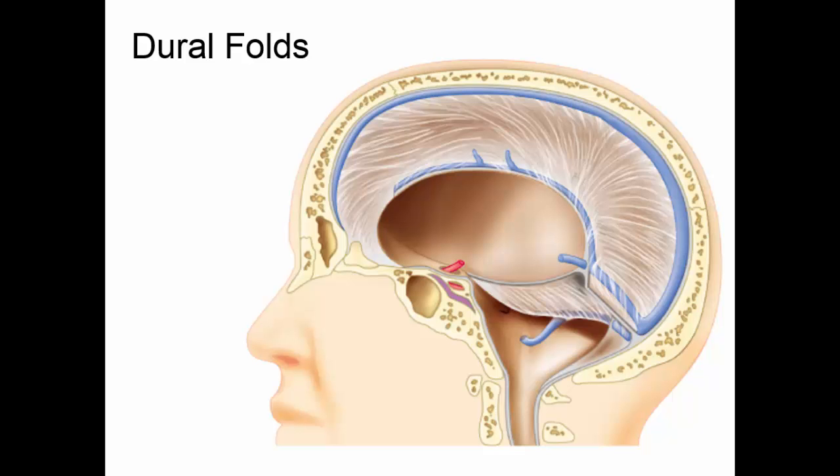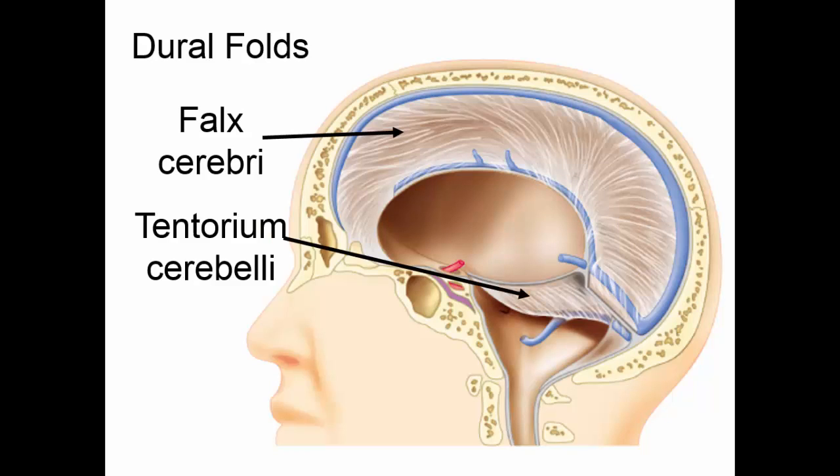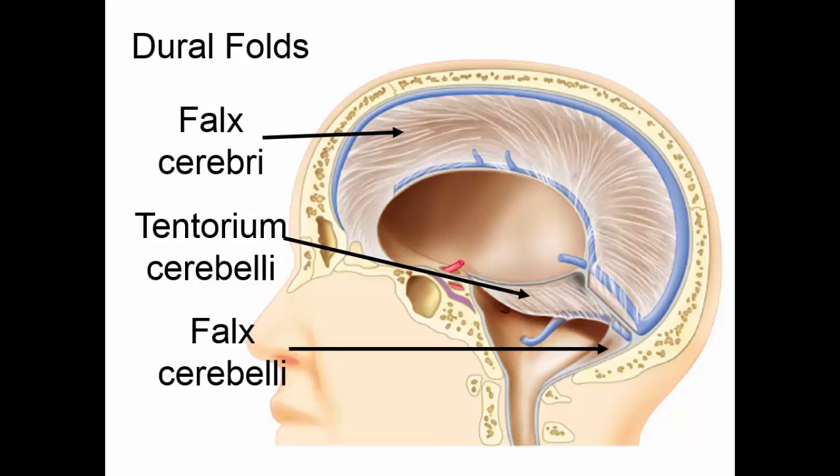The dural folds, those extensions of the dura into the brain, help divide the brain into right and left pieces. We have the falx cerebri. This goes down between the two hemispheres of the cerebrum. There is the tentorium cerebelli. This helps divide the cerebrum from the cerebellum. And then there is the falx cerebelli. This helps divide the cerebellum into two hemispheres.